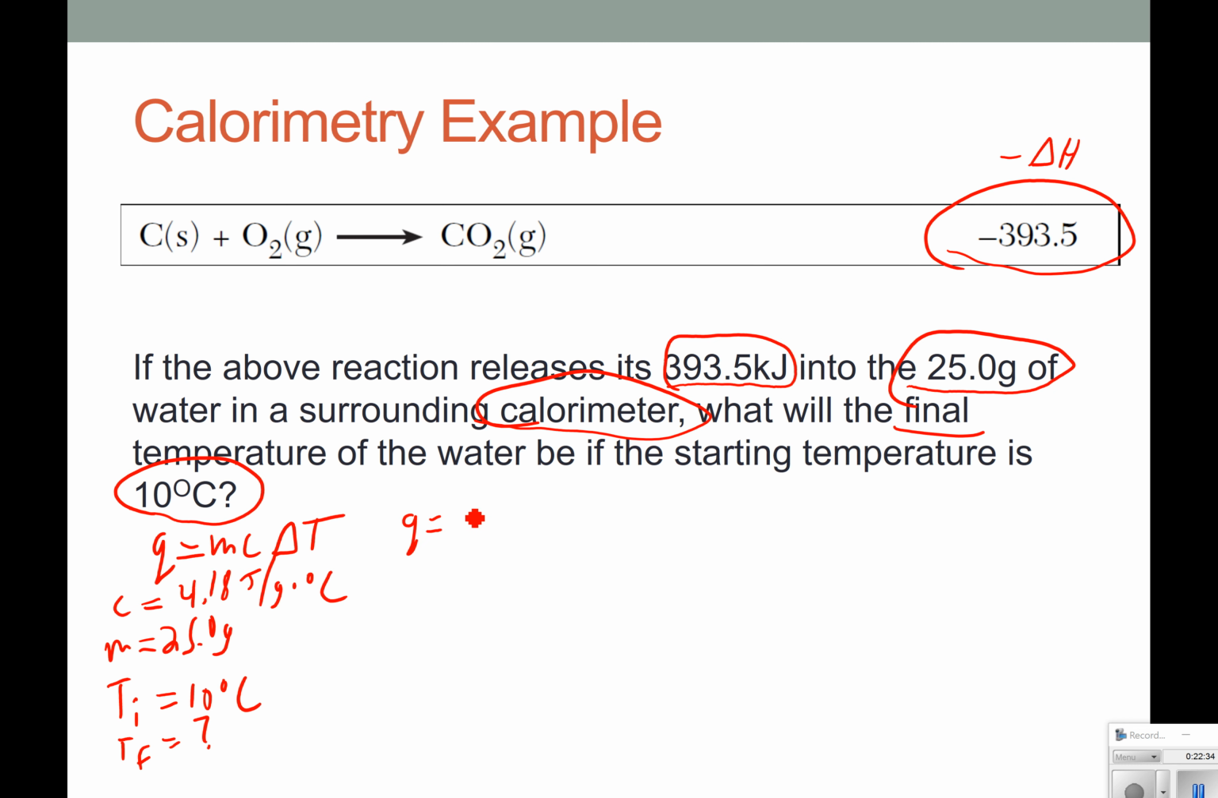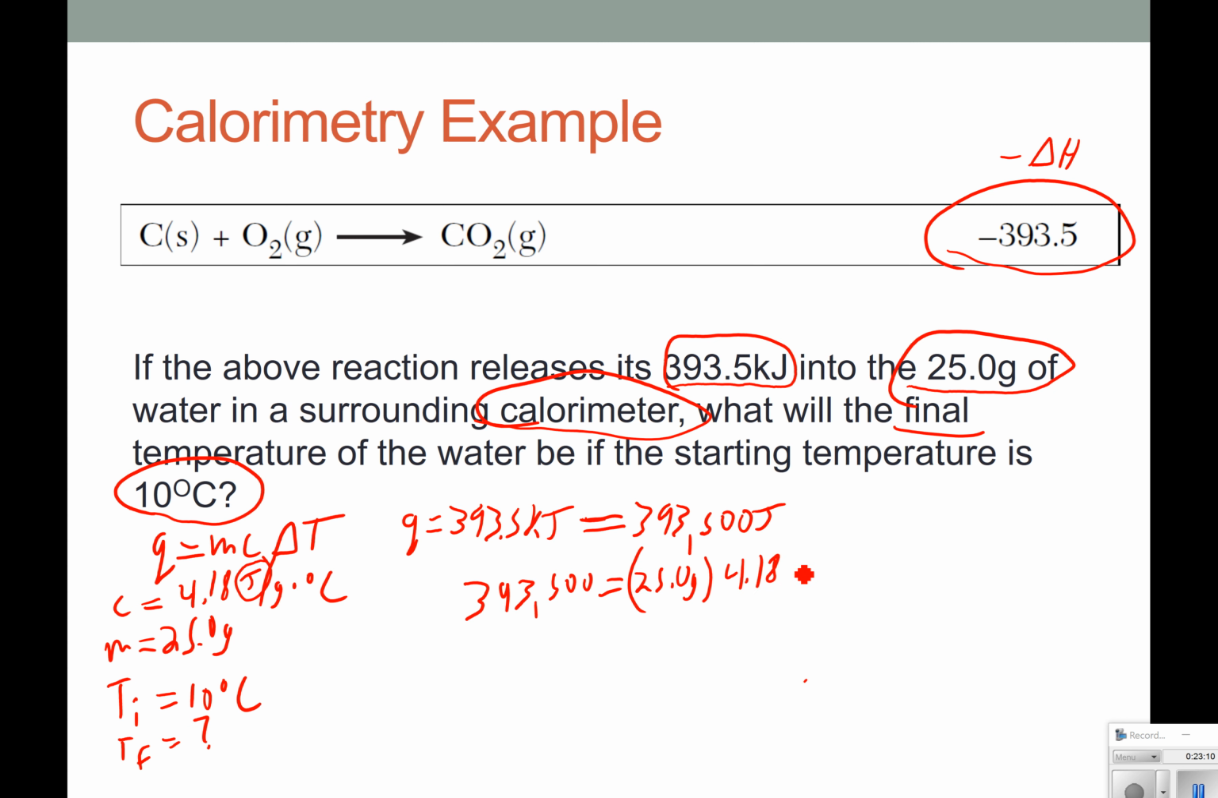We know that the reaction is releasing 393.5 kilojoules, but our specific heat capacity has energy in joules. So we have to convert this to joules. A kilojoule to a joule is 3 spots. This becomes 393,500 joules. And once we have all those values, we can punch all this in. So 393,500 equals mc delta T, or 25.0 grams times the specific heat capacity, times the change in temperature.